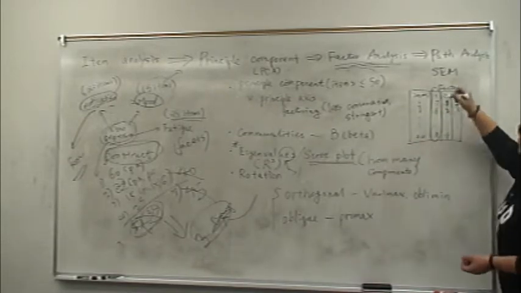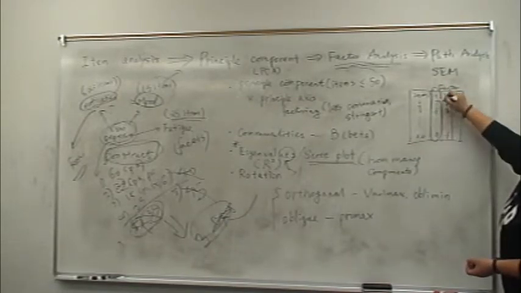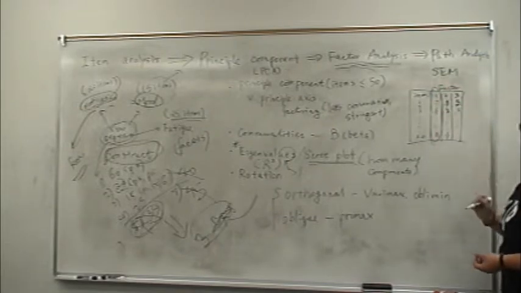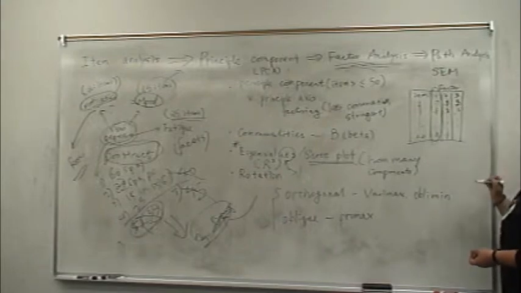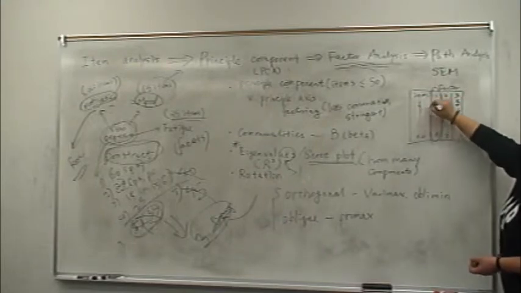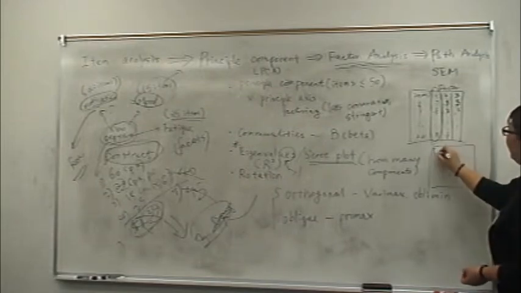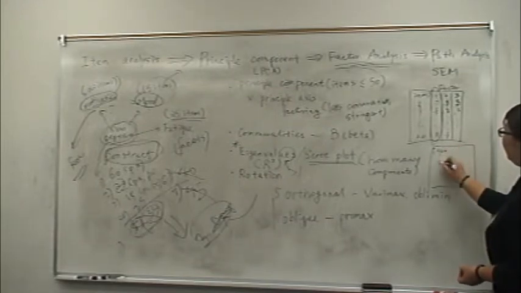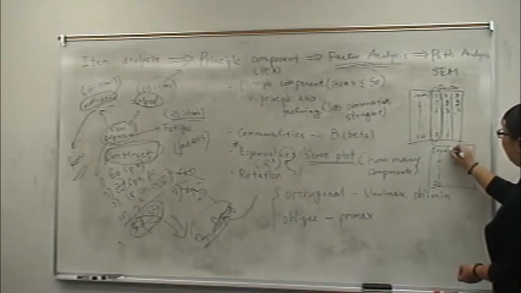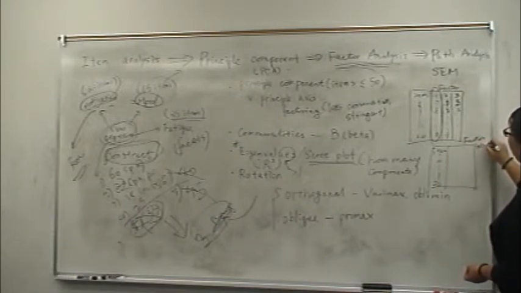Because before the rotation, every item loads on factor 1. They don't load on factors 2 and 3. So you cannot tell which item goes to which factor. That's why we do a rotation. It's still items 1, 2, and so on till 20, but then there's going to be a change. So this is the factor rotation.